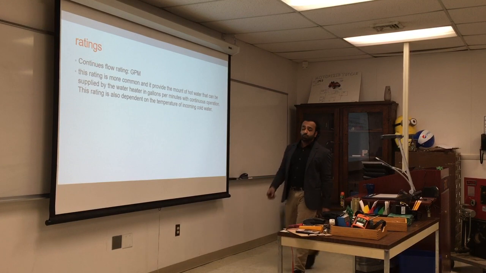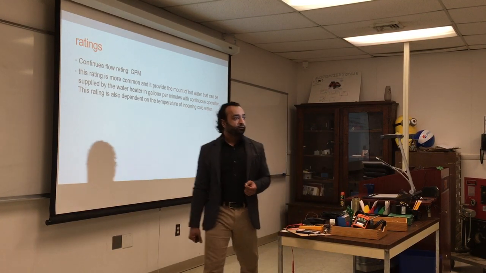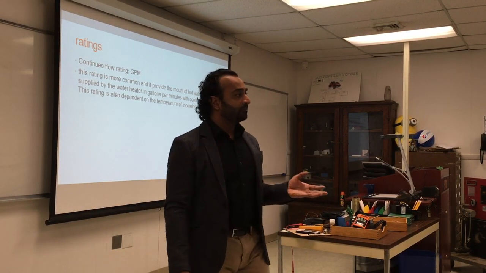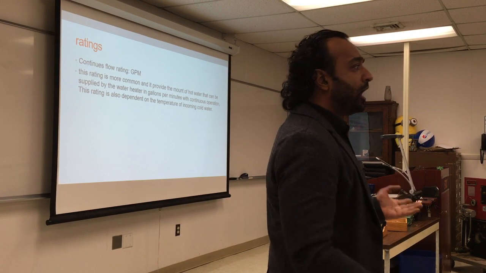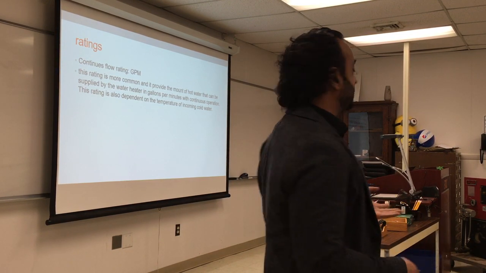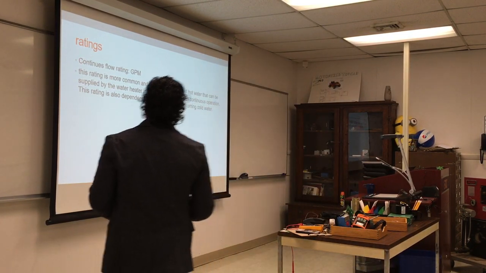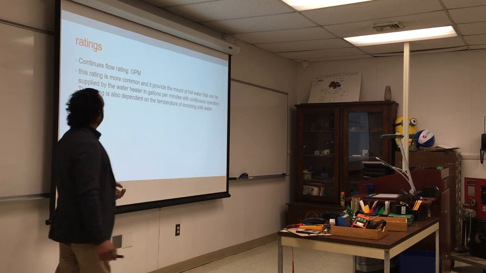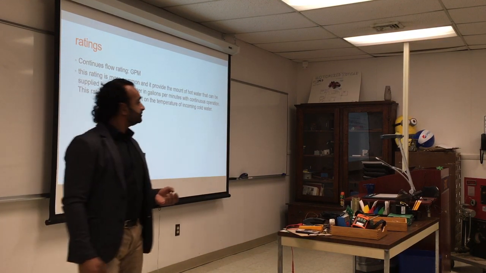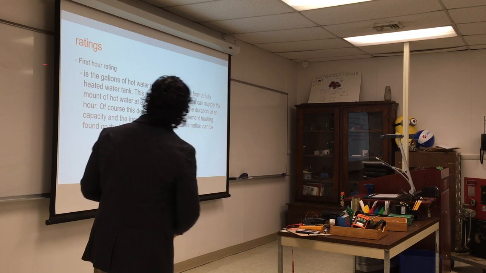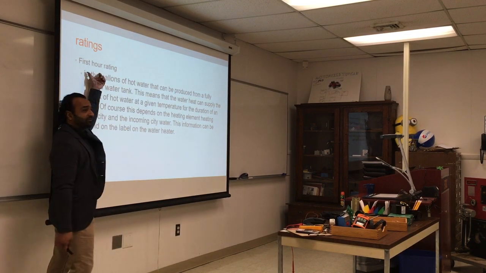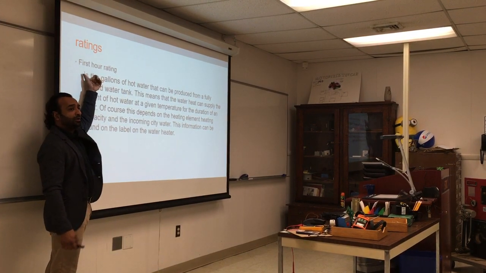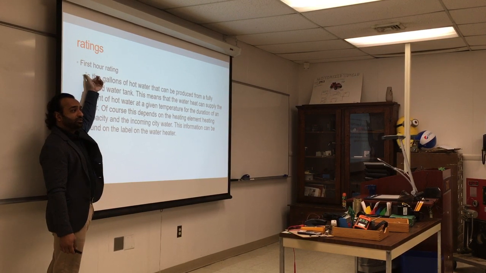So rating: when you want to go and buy a water heater, they usually give you a rating, like how big of a capacity that tank is. There's something called continuous flow rate, which is GPM. The first one is the most common... no, it's not the most common. It used to be the most common, but it's very old.